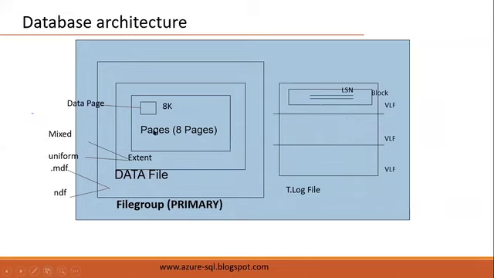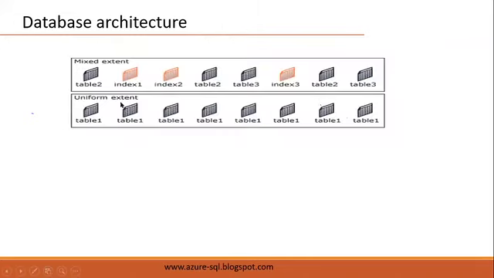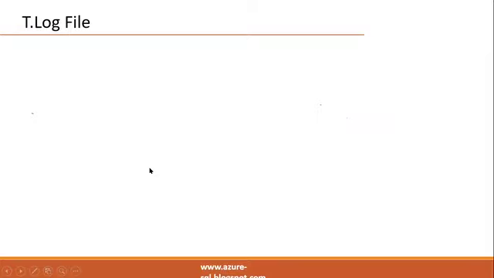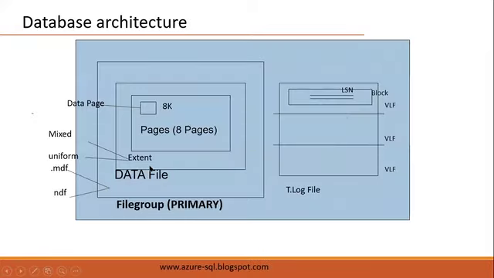So these are the two types of extents we have seen: mixed and uniform extent. A uniform extent has all the 8 pages from the same object. A mixed extent consists of the same 8 pages, but from different objects.